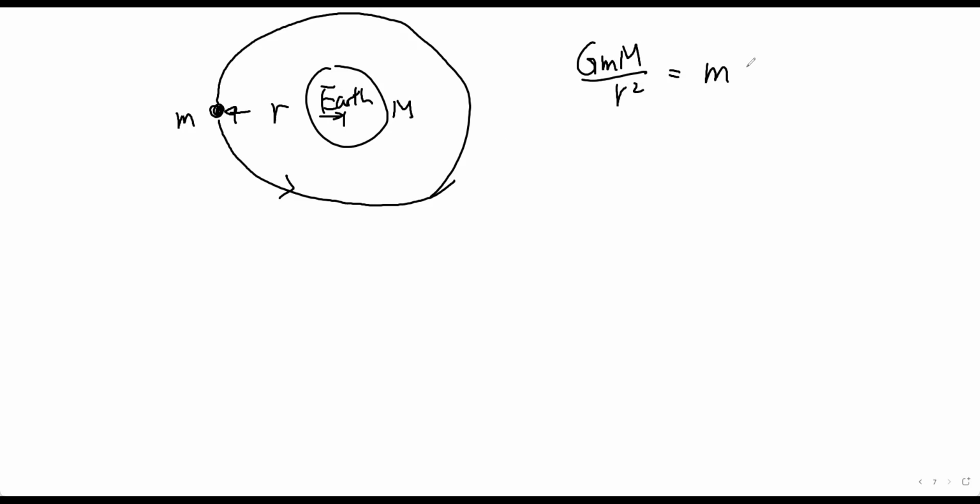Now it's either F = ma, it's either mrω² or mv²/r. Now you may ask which one you should use. It really depends on what you want to find or what you are given. In this case, what you are given is a period, which is 1 day. Then we use mrω².